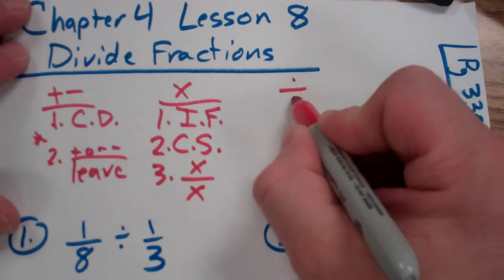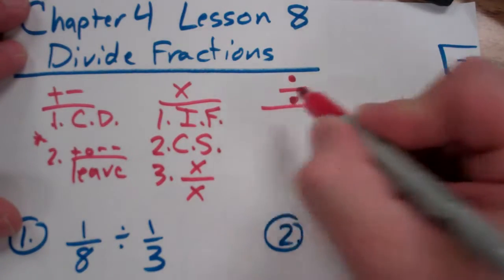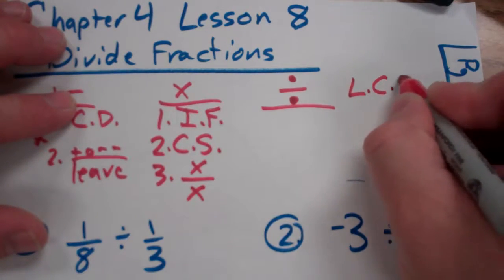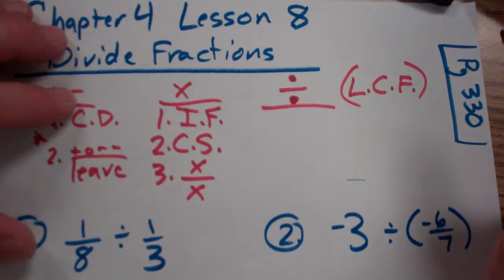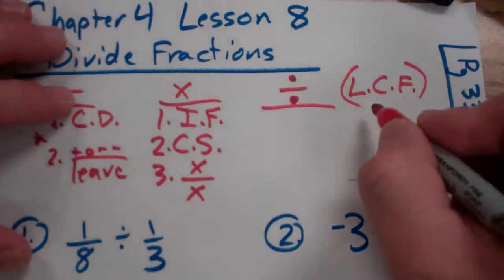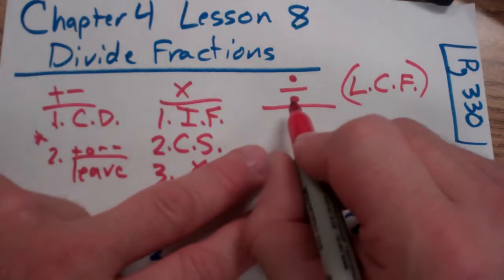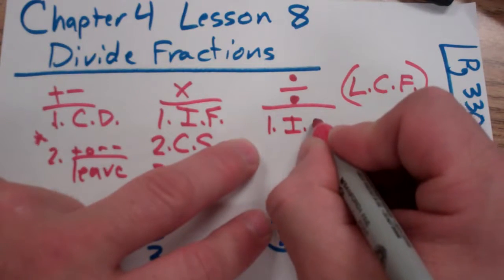So now, division, our new one. Division is very similar to multiplication. Some people just teach this as LCF, leave, change, flip. Because when we did subtraction of integers, we did leave, change, opposite. This should make sense to you. Leave, change, flip. So in division, first and foremost, we go to improper fraction.